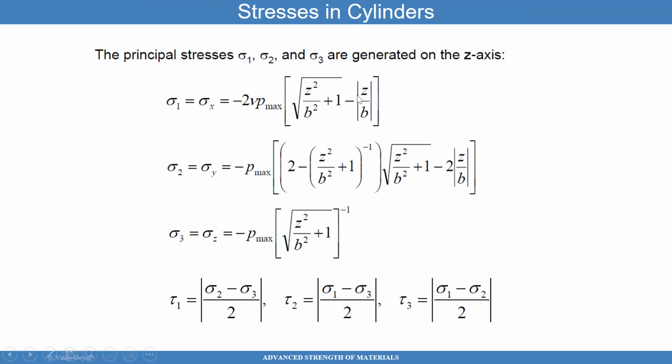Sigma 1 is provided by this formula, but now you realize here the sigma 2 is different. It's not like the sphere problem where sigma 1 and sigma 2 were equal. So in this case, you have a different answer. Sigma 3 is also different and is given by this formula. And now you can calculate the max shear stress, which is where you take the max principal stress minus the lowest value of principal stress, divided by 2.